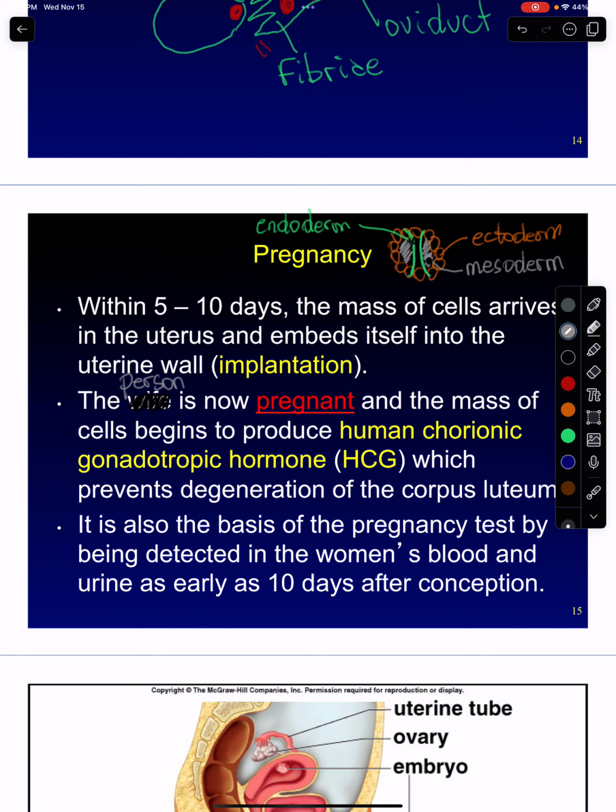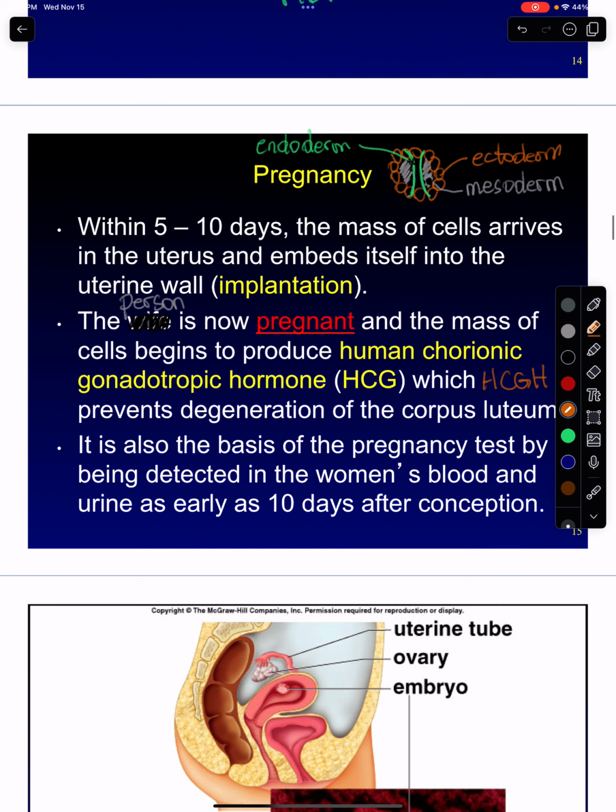on the uterine wall. At this point, the placenta can now produce something called HCG, which is named after a tissue in the placenta, which is the chorion. So you get human chorionic gonadotropic hormone. So I've actually seen that written as HCGH. I would accept either abbreviation.